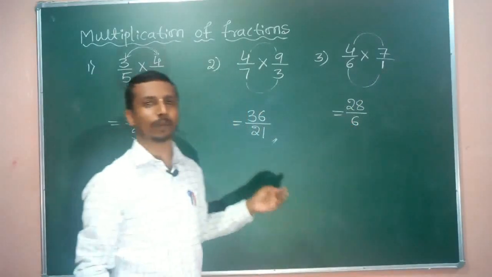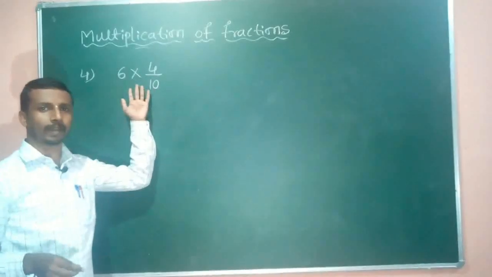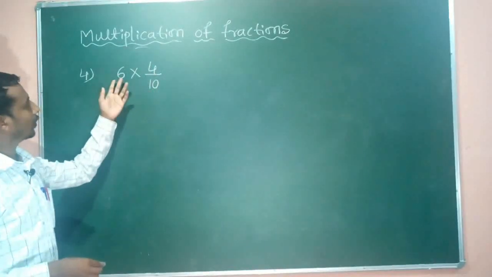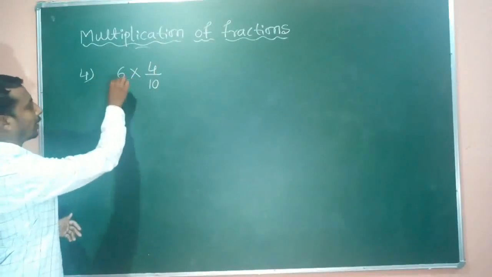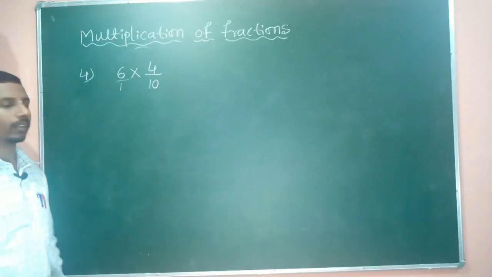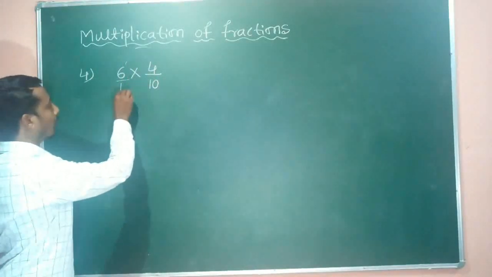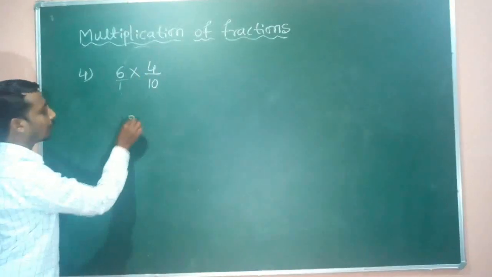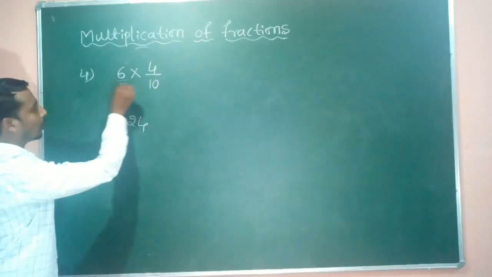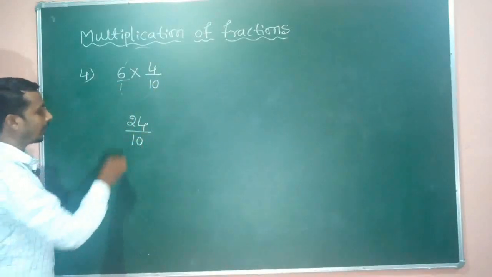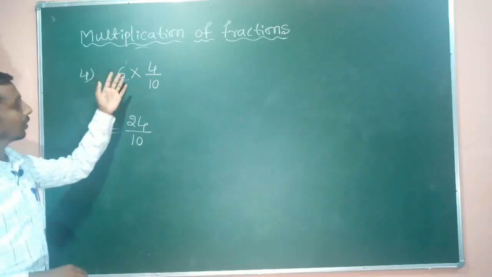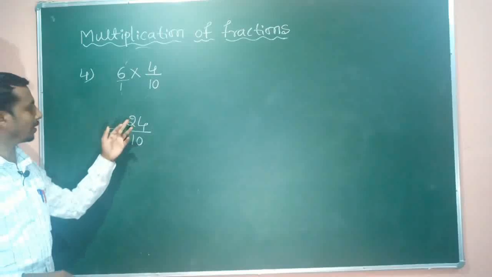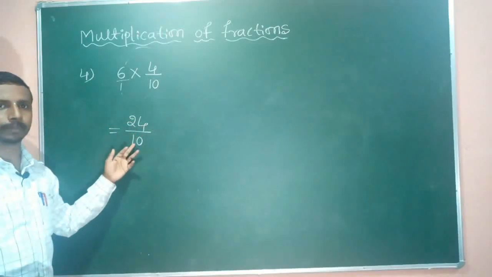Now consider another example, in which they are given 6 into 4 by 10. Here if they are not given any denominator, here also it is 1. Then directly numerator into numerator, denominator into denominator. 6 fours are 24. Then 10 ones are 10. Then the multiplication of 6 into 4 by 10 is 24 by 10.